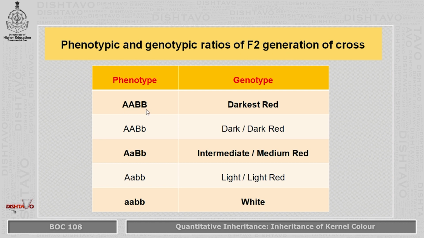If there are 4 capital alleles, that is capital A, capital B, it's the darkest red. If there are 3 capital alleles, that is capital A, capital B and small b, then it is dark red. If there are 2 capital alleles like capital A, small b, then it is the intermediate or the medium red. And if there is just 1 capital allele like capital A, small b, then it is light or light red. And in the absence of any capital allele, that is, if there is small a, small b, then it is white in color.